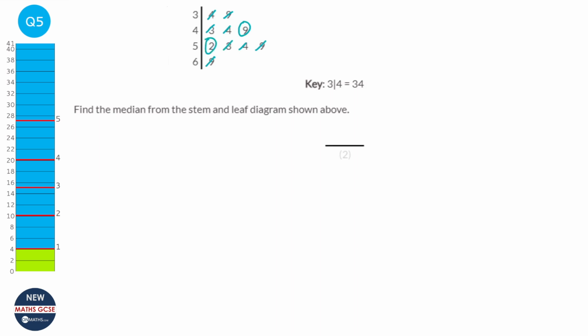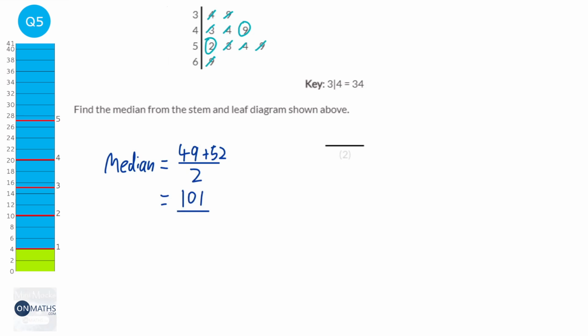So whenever we're left with two numbers, what we do is we add them together and divide by 2. So to find the median, we're going to do 49 plus 52, and we're going to divide that by 2. 49 plus 52 is going to be 101, divided by 2. And 101 divided by 2 is 50.5, or 50 and a half. And again, realise that 50 and a half is halfway between 49 and 52.